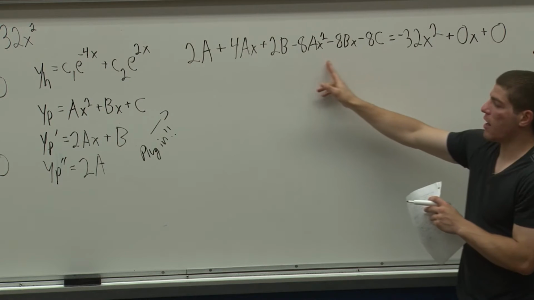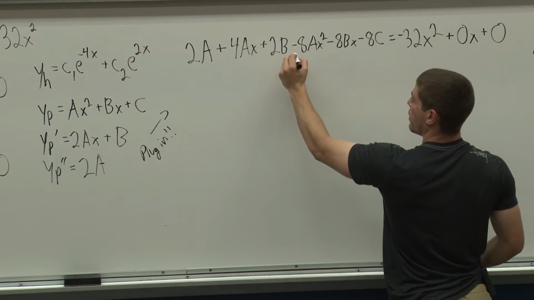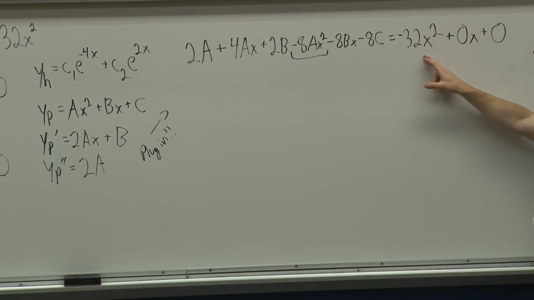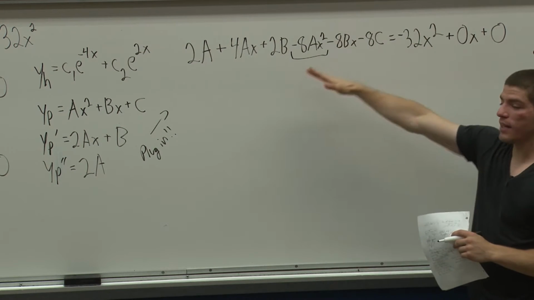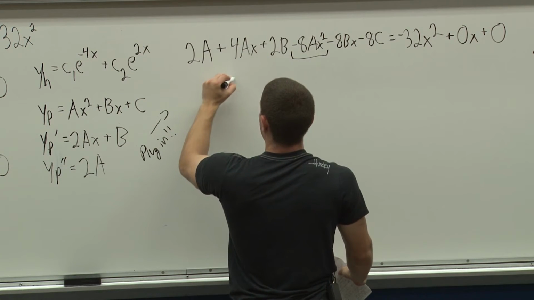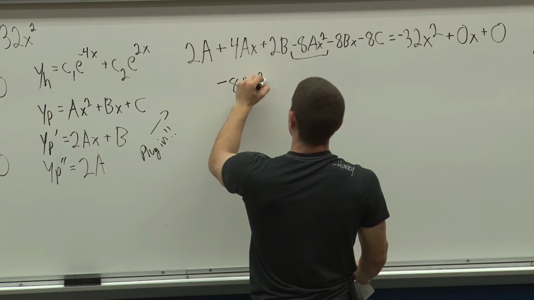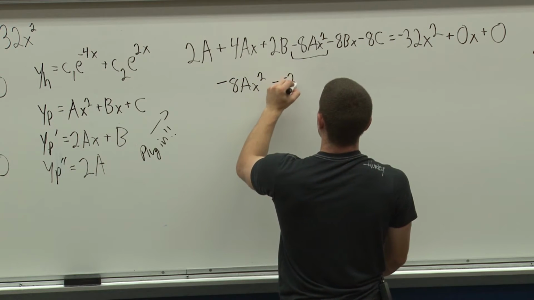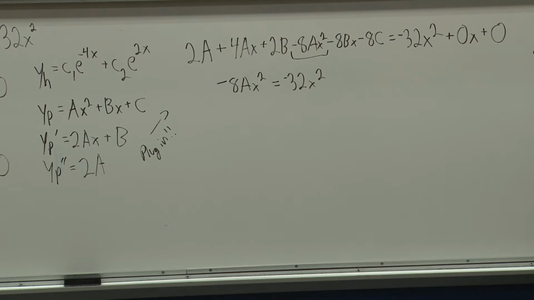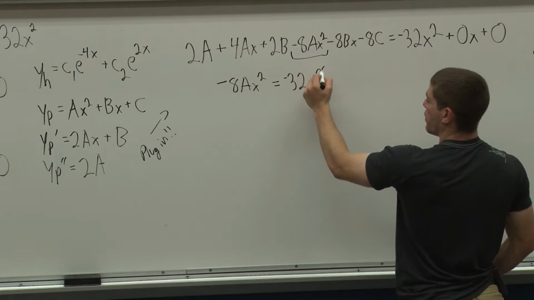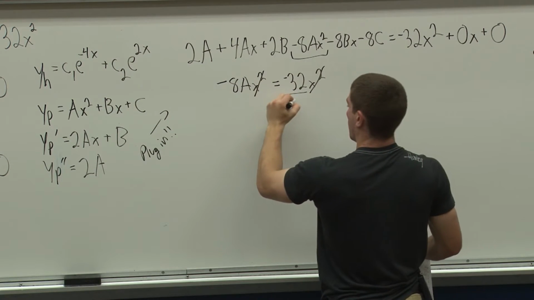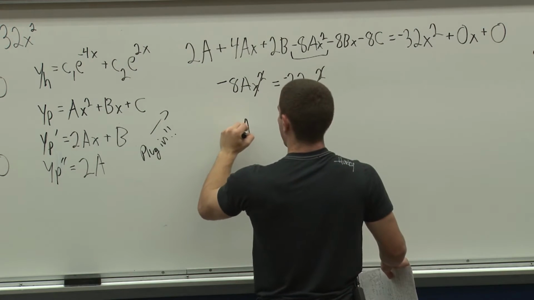So on this left side, the only thing that has an x squared is this negative 8a x squared. And on the right side, it's the negative 32x squared. So we're going to ignore everything else and make those two equal to each other. So I'll write that right here. Negative 8a x squared equals negative 32x squared. Just like that. All right, so as you can see, the x squares would cancel out. And if you divide this negative 8 over, you get 4. So a is going to equal 4.